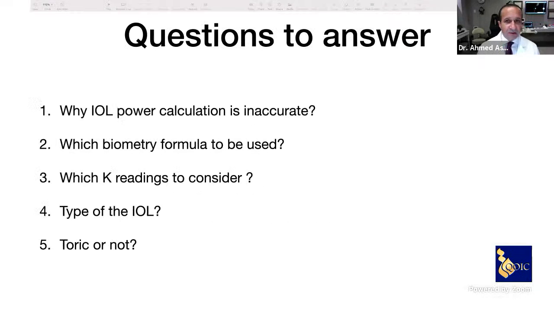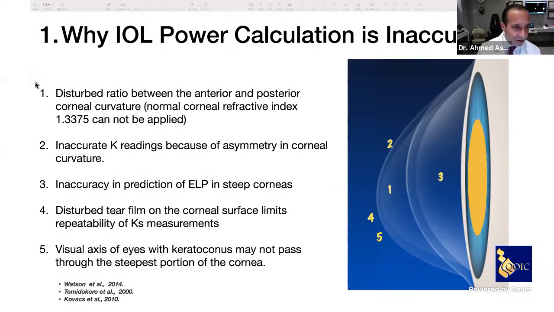Okay. To cut it short, I'm going to answer 5 questions. First question is why IOL power calculation is inaccurate in keratoconic eyes. The second question, which biometric formula to be used? Third one, which K readings should we consider in keratoconus? What type of IOL should we consider in cases of keratoconus? And finally, whether we can implant toric lenses or not in keratoconic eyes.